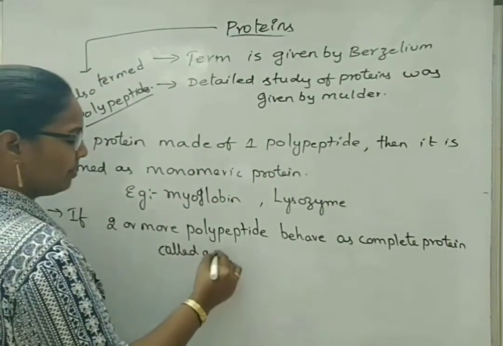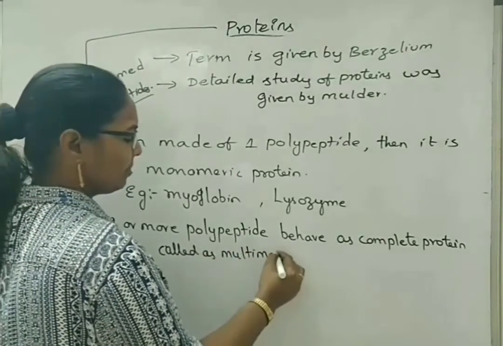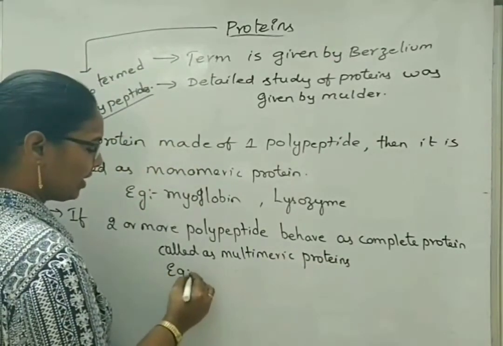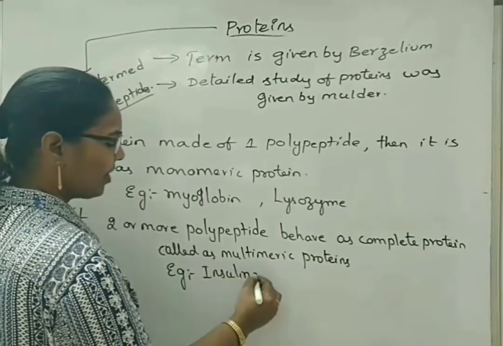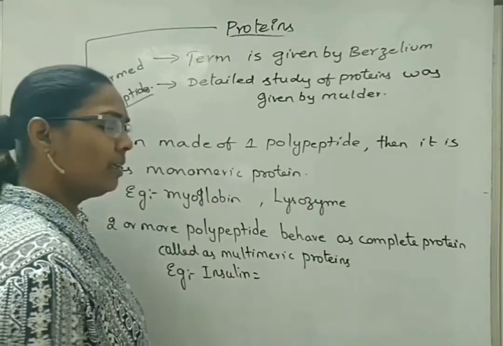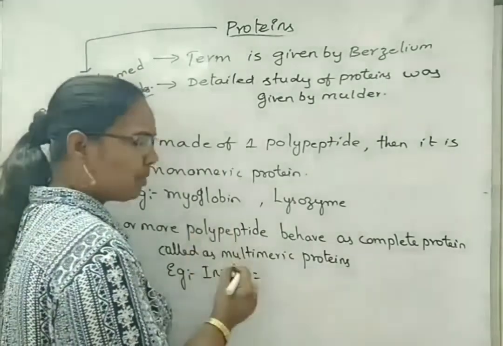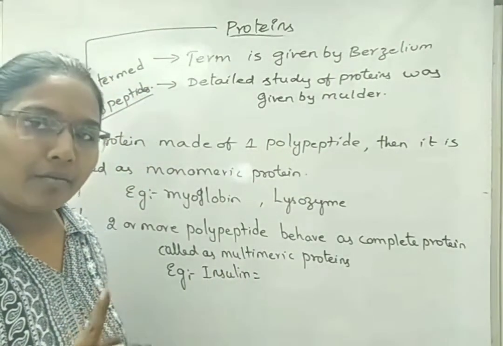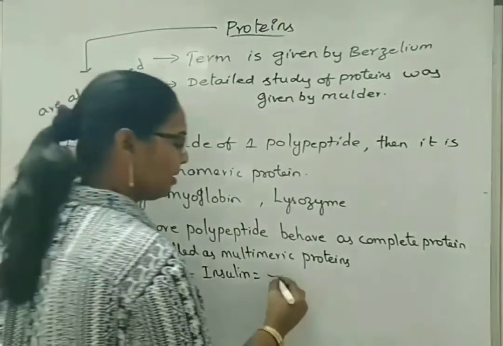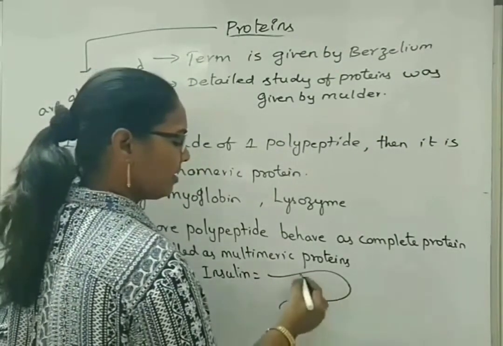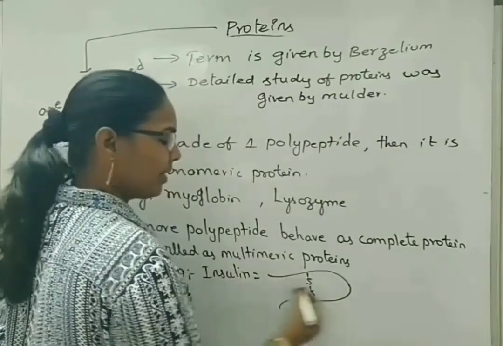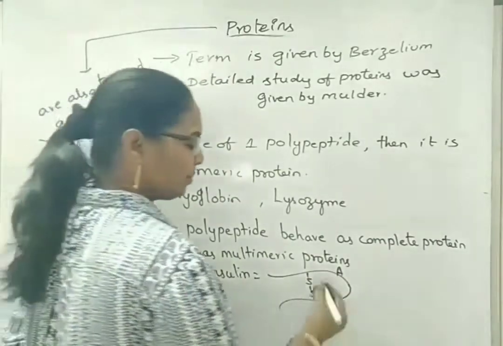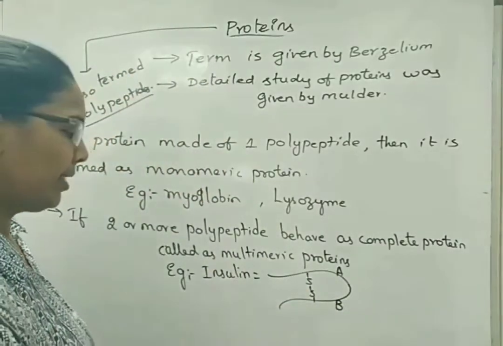These are called multimeric proteins. Our example we can take as insulin. A functional insulin has two polypeptides, an A polypeptide and a B polypeptide. That is why we say insulin is made up of one alpha chain and one beta chain. If you write the structure like this, they are bound by disulfide bonds. This is the A polypeptide chain and this is the B polypeptide, which are both connected by disulfide bridges.